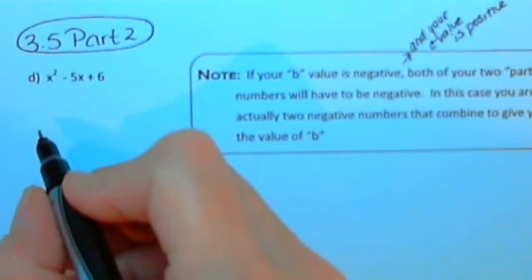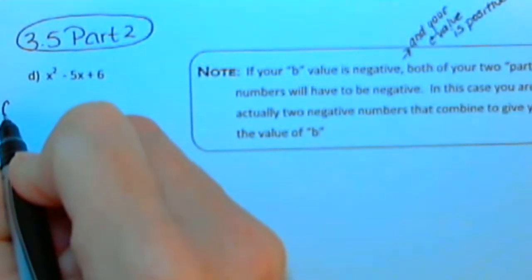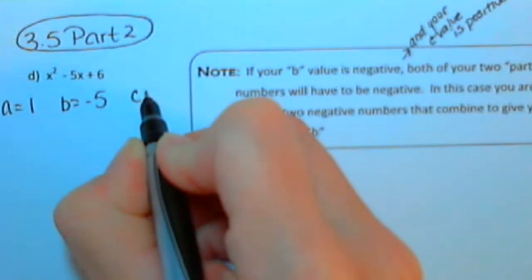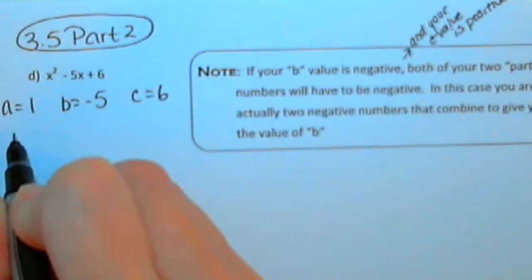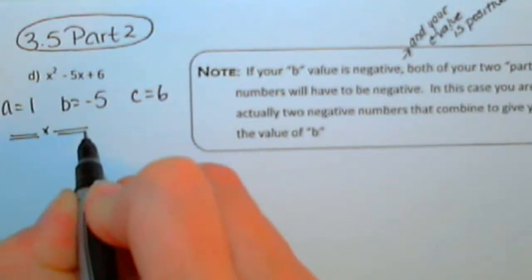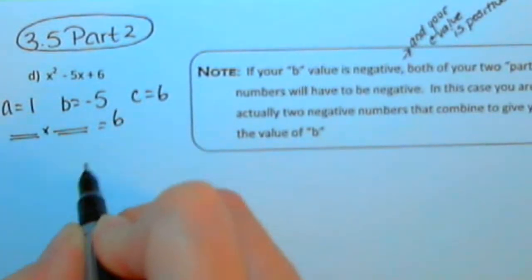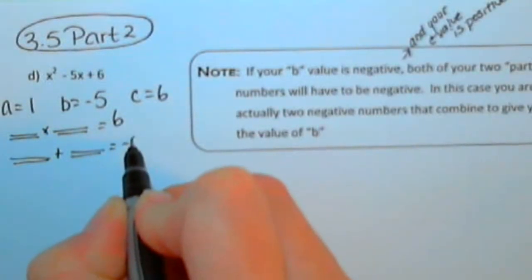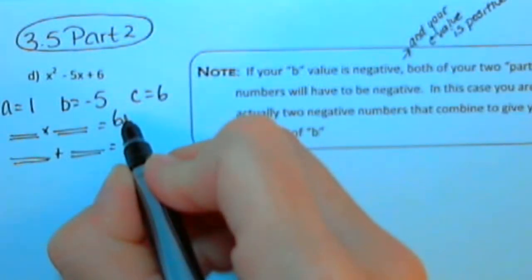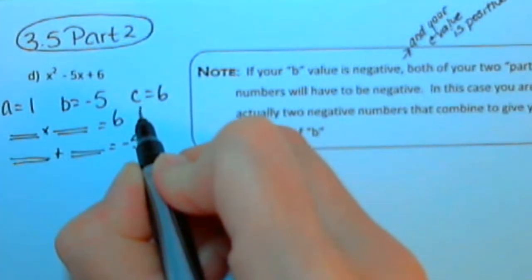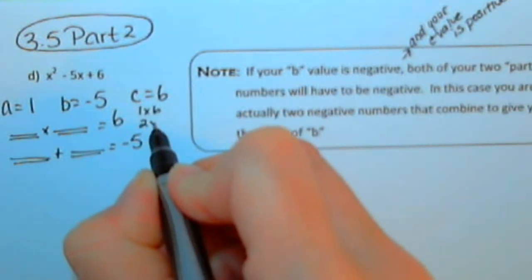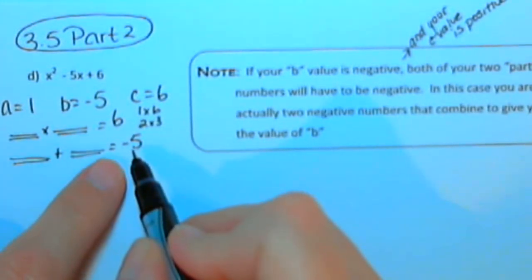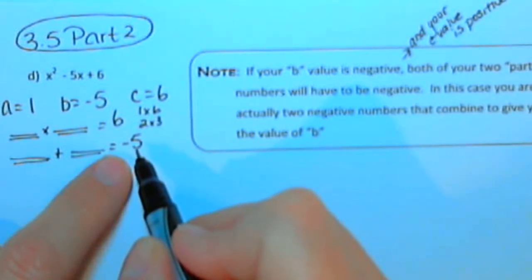Let's start out with our first step, which is always to identify A, B, and C. So A is 1, B in this case is -5, and C is 6. We're looking for two numbers that multiply to be C, which is 6, but add to be -5. What numbers in the world multiply to be 6? Well, 1 times 6, 2 times 3, and that's it.